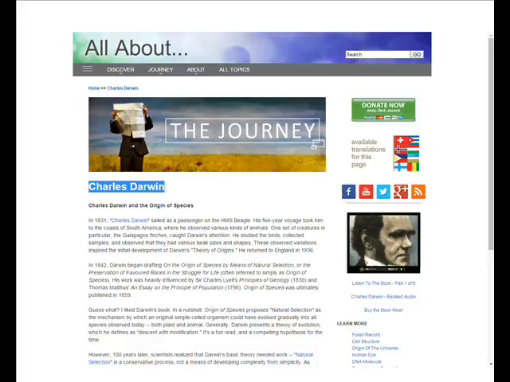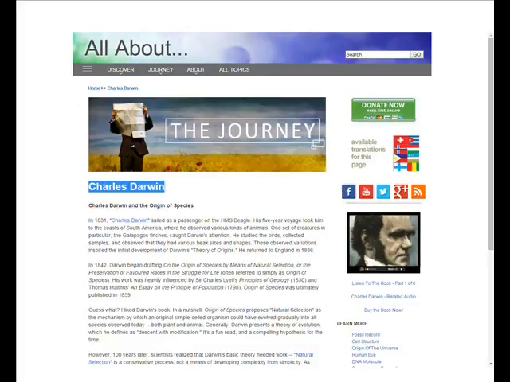One set of creatures in particular, the Galapagos finches, caught Darwin's attention. He studied the birds, collected samples, and observed that they had various beak sizes and shapes. These observed variations inspired the initial development of Darwin's theory of origins. He returned to England in 1836.